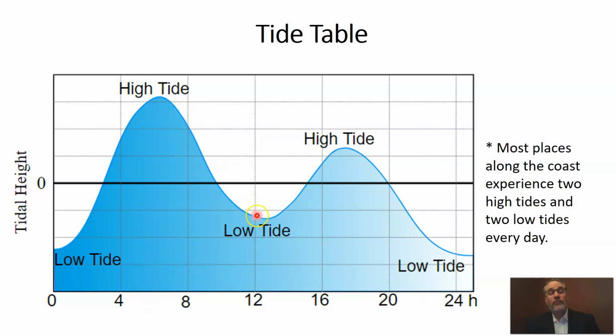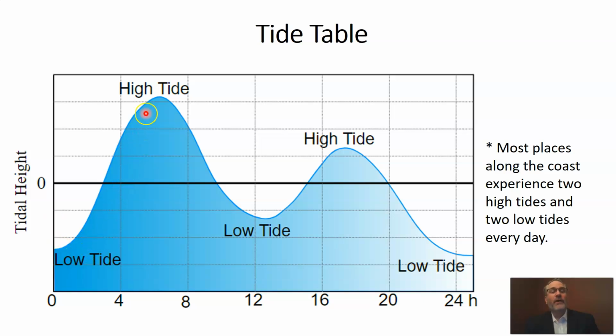We go down here to 12 hours, which is 6 hours later, we have another low tide, and then it's going to begin increasing again once we reach that low tide, to a high tide. Notice that's 6 hours later. This is hour 18, and then it goes back down again to a low tide. And so this is the natural cycle.